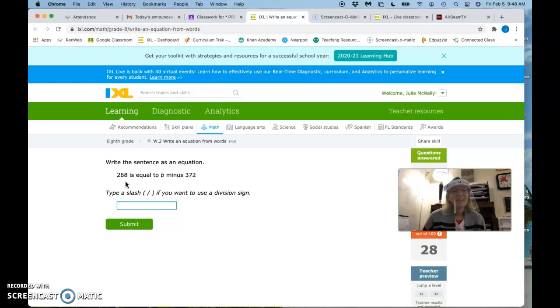268 is equal to b minus 372. All right, so 268 equals b minus 372. Right. That one was easy. It just literally is what it said. It's flipped. But they will get a little harder.